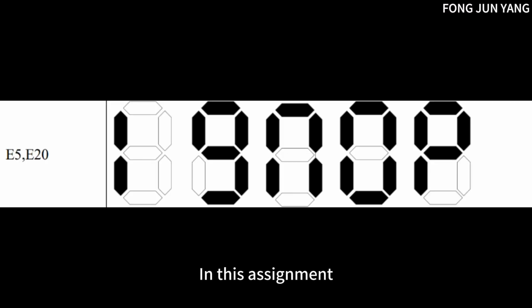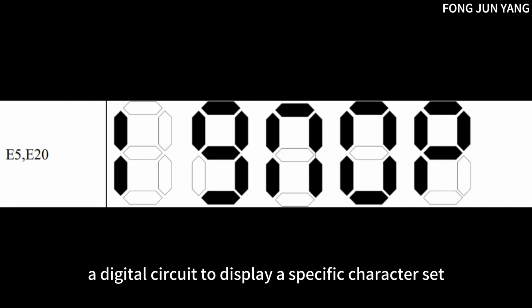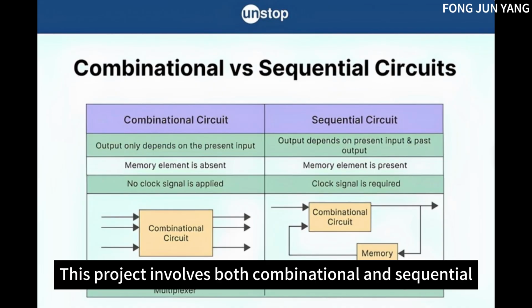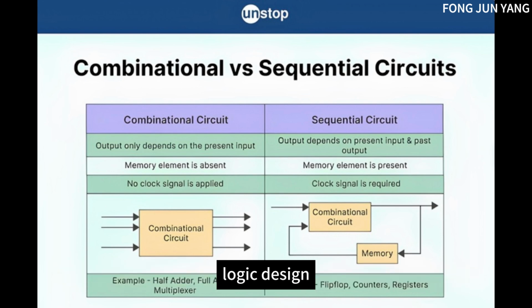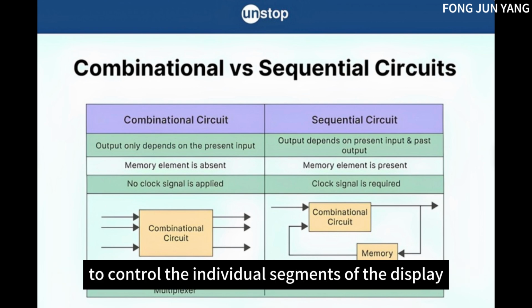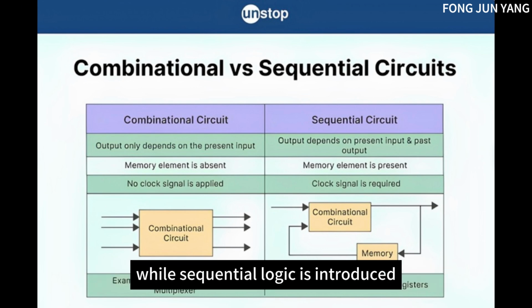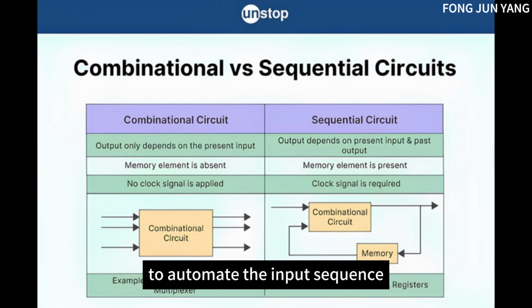In this assignment, we designed a digital circuit to display a specific character set which is 1, 9, N, 0, and P by using a 7-segment display. This project involves both combinational and sequential logic design. Combinational logic is used to control the individual segments of the display based on input conditions, while sequential logic is introduced to automate the input sequence.